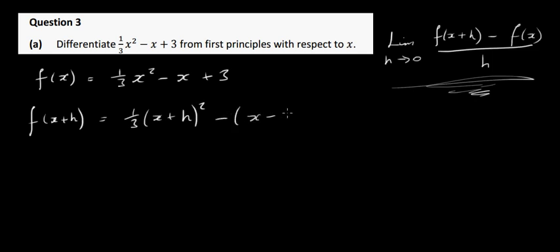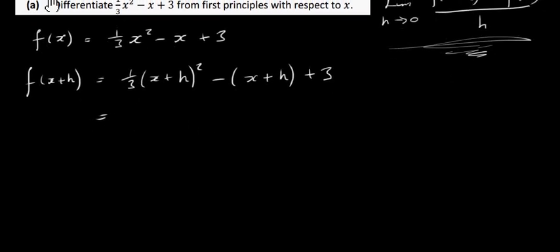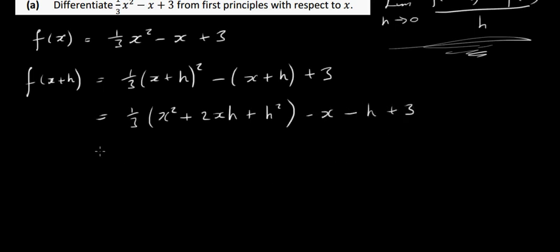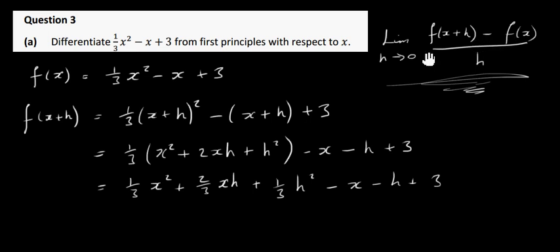Okay, so we've got to just multiply this out. So this would give me 1/3 x squared plus 2xh plus h squared. Here we'll just end up with minus x minus h and plus 3. Just multiply by 1/3 here, so you've got 1/3 x squared plus 2/3 xh plus 1/3 h squared minus x minus h plus 3. Okay, so that looks okay so far. So the next thing we've got to do, if you remember, is we've got to subtract these two. So you've got to take this expression here and subtract this expression up here. So let's just write all that out.